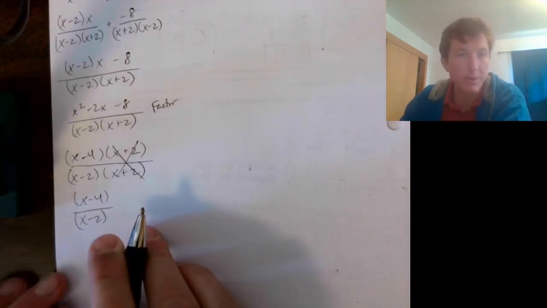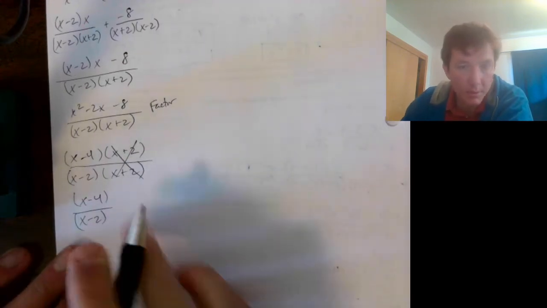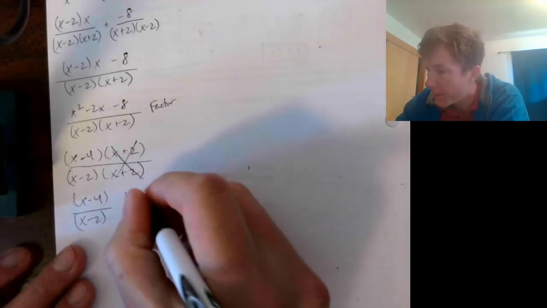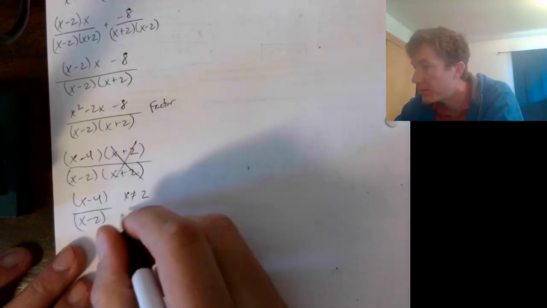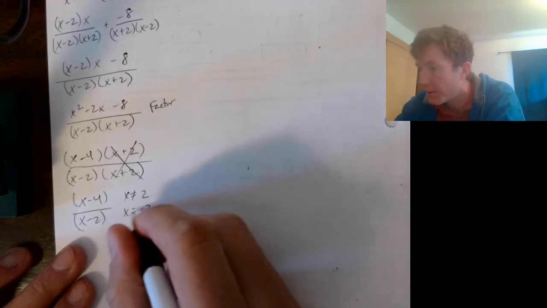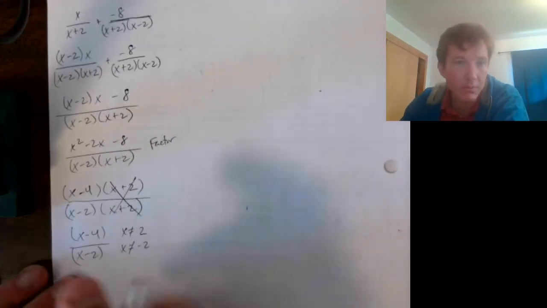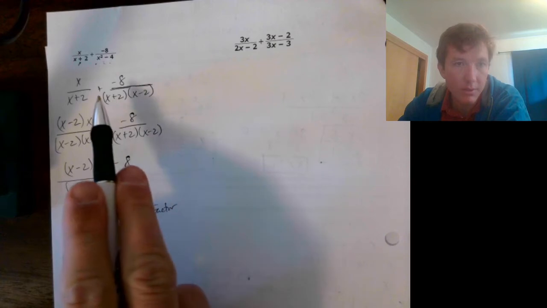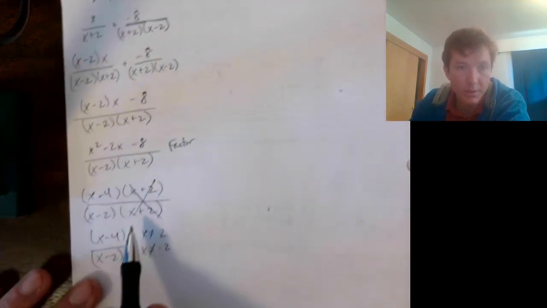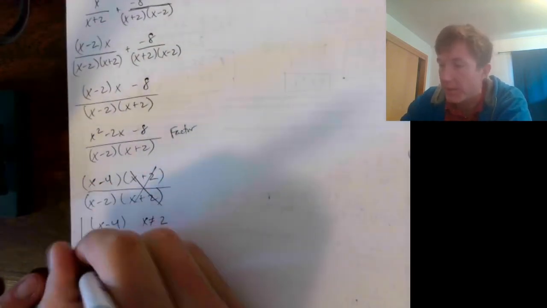And let's look at our restrictions here. So x can't equal 2. X can't equal negative 2. And then it's important to look through your entire work here and see if there's any others that you missed. Looks like those are the only 2 restrictions that we had. So this is your answer.